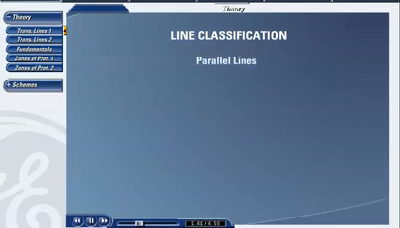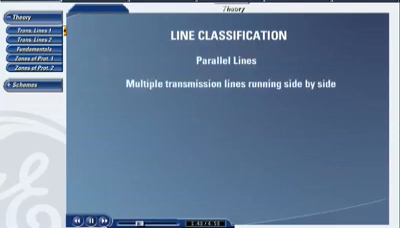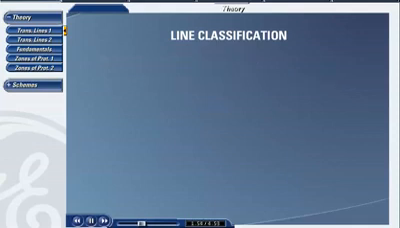Parallel lines describe a configuration where multiple transmission lines run side by side. This is done to transmit large amounts of power from one location to another, in addition to providing a redundant path for power in case one of the lines were shut down due to a fault.